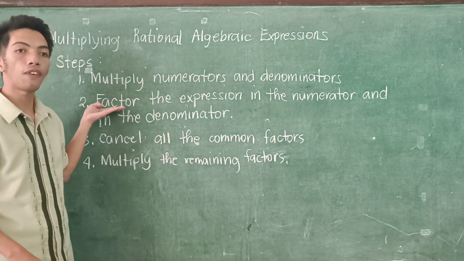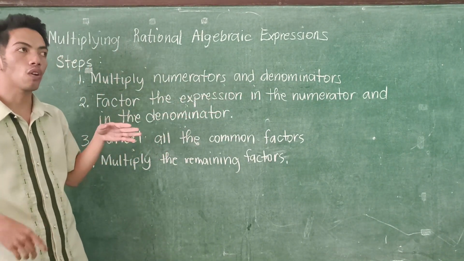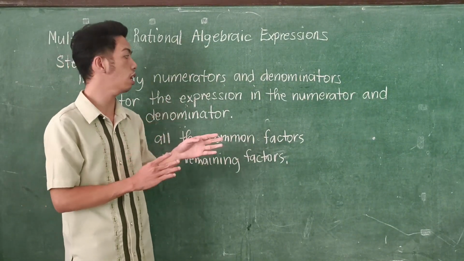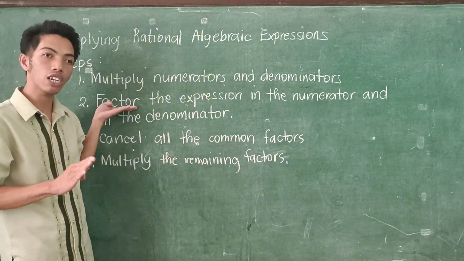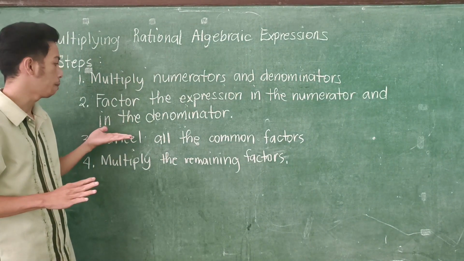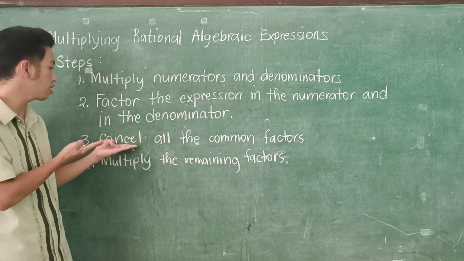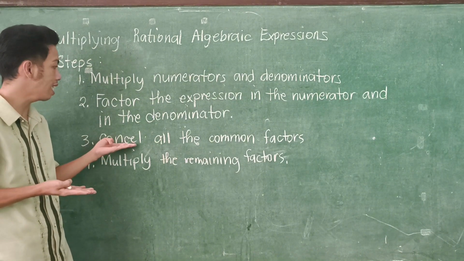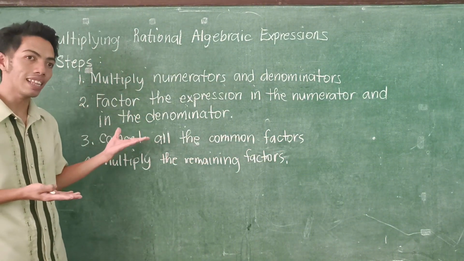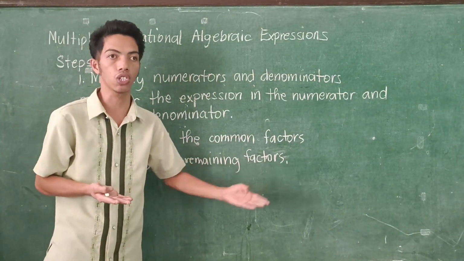Step number 2, factor the expression in the numerator and in the denominator. So after natin ma-multiply ang numerator by numerator and denominator by denominator, we will factor the expression, or lahat ng expression na meron sa numerator at sa denominator. After factoring, we are going to do step number 3. We have to cancel all the common factors. So, nung makakancel na natin yung mga common factors, we are going to multiply the remaining factors.